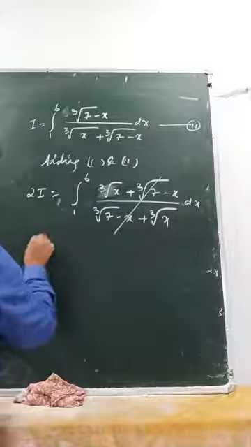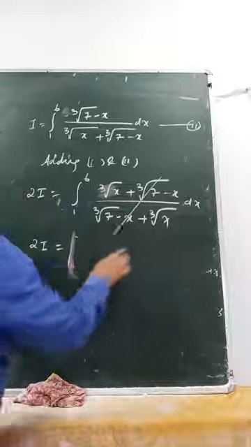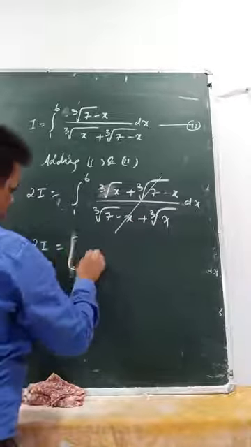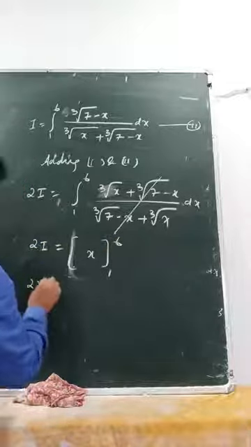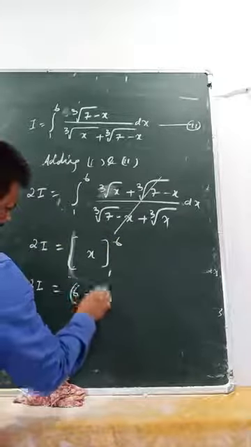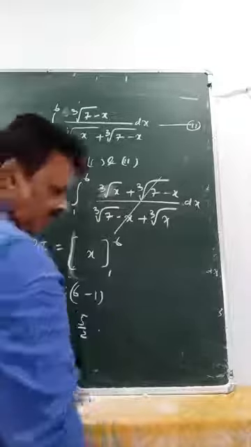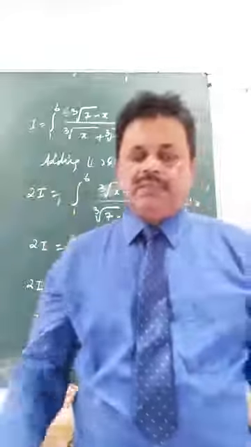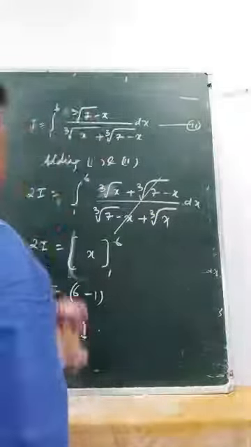So 2y equals the integral of dx, which is x from 1 to 6. 2y equals 6 minus 1. So y equals 5 by 2. So these two varieties of question you find on this property. You go to the next property. Next one is very important one.